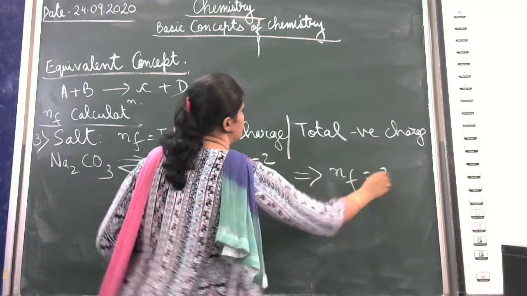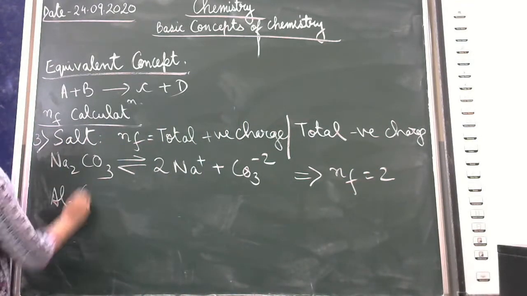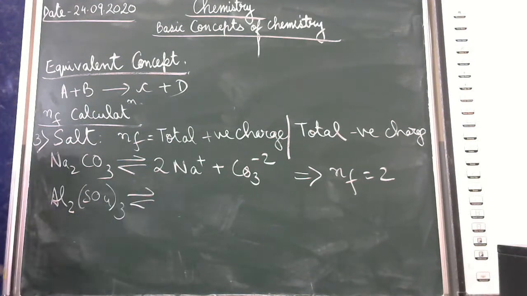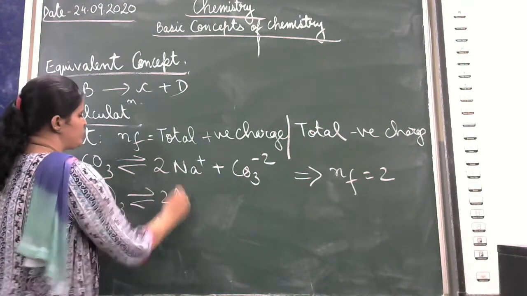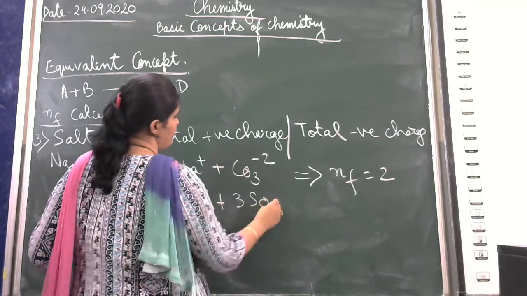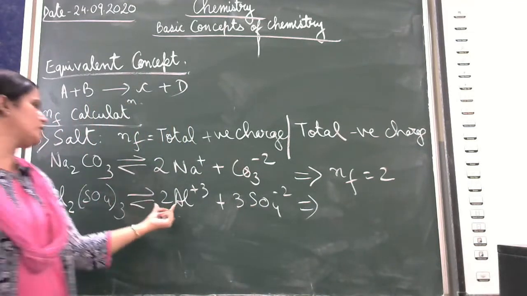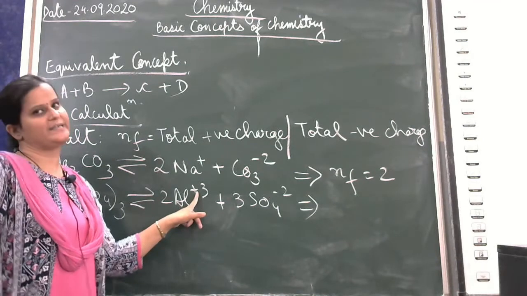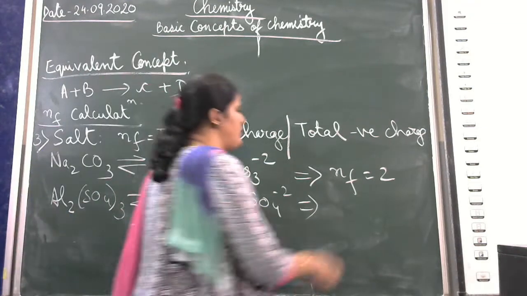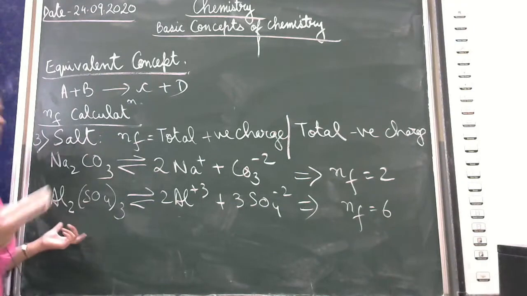N factor is 2. Similarly, if I take one more salt, Al2(SO4)3, how is this salt going to dissociate? It will give me 2Al plus 3 plus 3SO4 minus 2. So now look here, what is the total positive charge? 2 into plus 3, that is 6. Negative charge 3 into minus 2, minus 6. Again, n factor is only a number. So n factor will be 6 for aluminium sulfate.